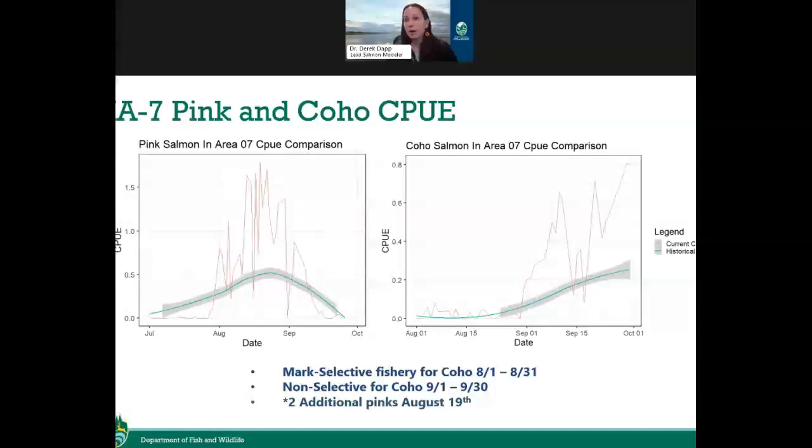And again, you can see above average coho CPUE for this fishery in Area 7 during this year. That coho fishery was a mark selected fishery during the time that Chinook retention was open. And then it was a mark selected fishery for the month of August. And then that switched to a non-selective fishery for the month of September. And another thing to point out is that based on the number of pinks that we saw moving into Puget Sound this year, we were able to add 2 additional pinks to that Area 7 fishery beginning on August 19th.